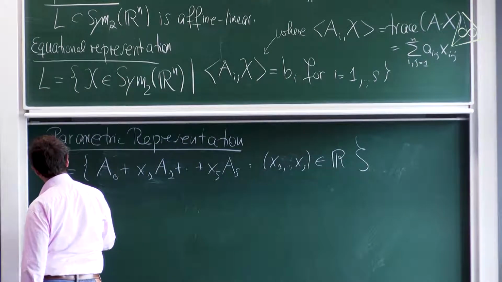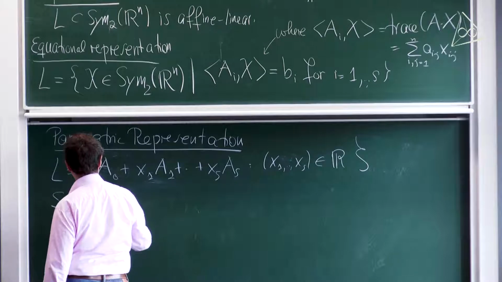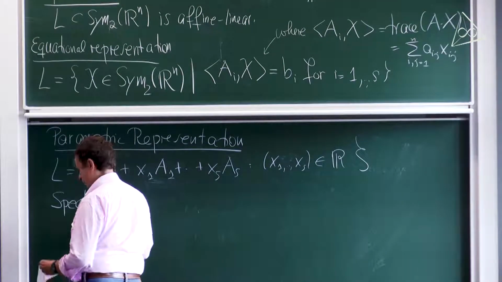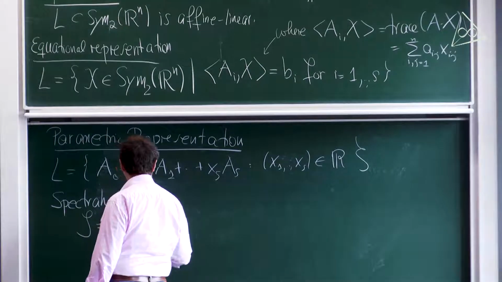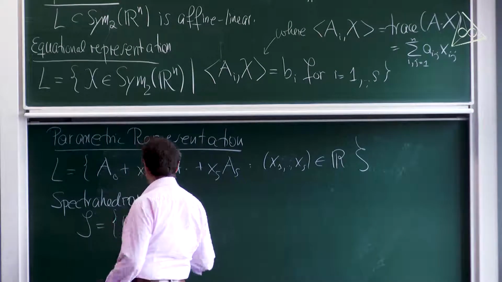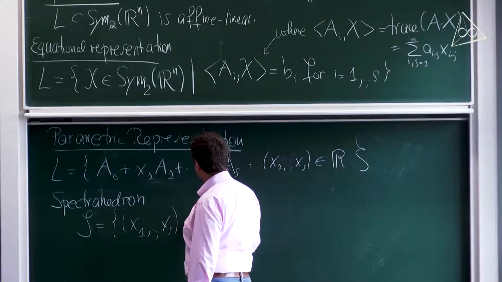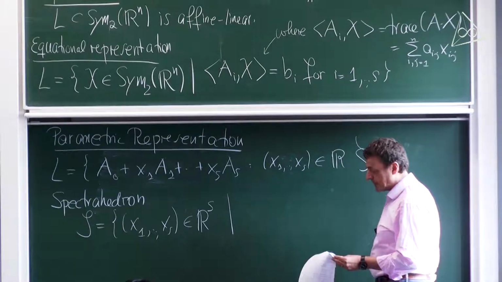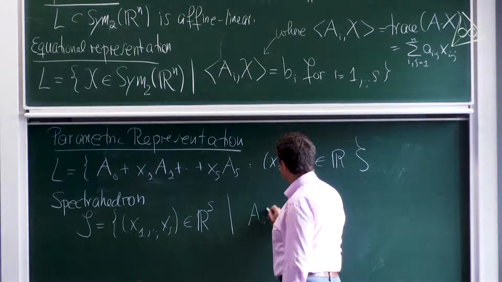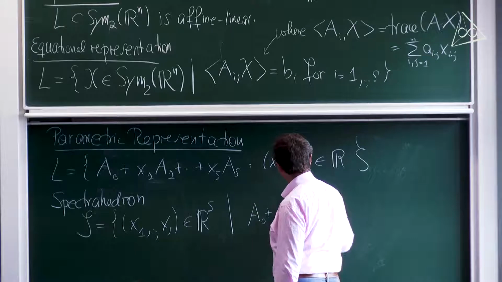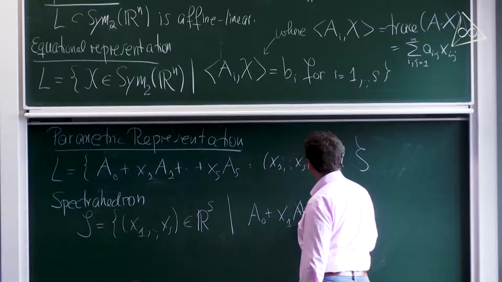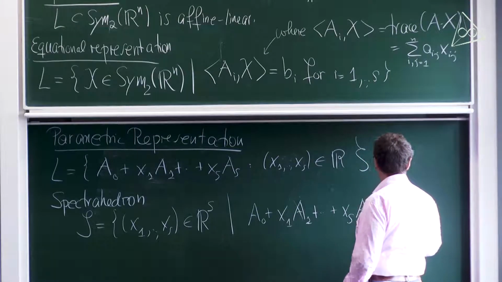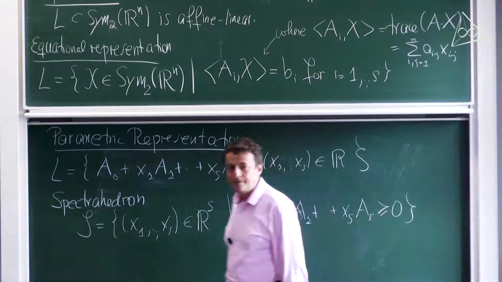Now in the second representation, our spectrahedron could be written like this. We could pull it back into R^s, and that's the set of all x_1 up to x_s in the s-dimensional parameter space, such that the matrix represented by this parameter vector is positive semidefinite. Okay? Yes, question.